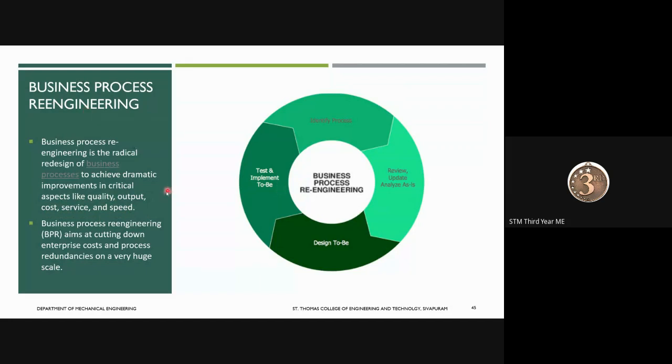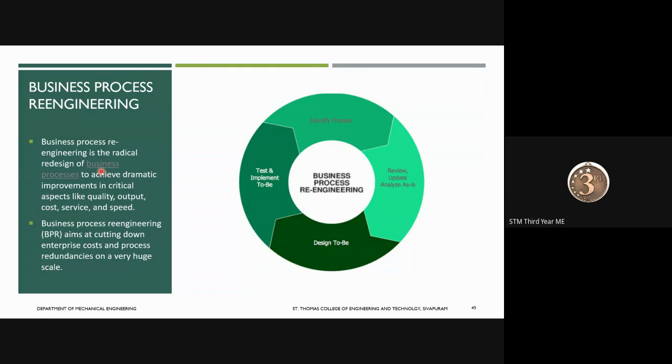I'll be terming it as BPR henceforth. So BPR is nothing but business process re-engineering, and we are redesigning the processes as already stated. It is also a part of ERP. ERP is always planning to increase the profit, but in business process re-engineering, we want to improve the quality, the output, the cost, service, and speed apart from profit. These aspects are also introduced into the ERP system. Hence, it is termed as business process re-engineering.